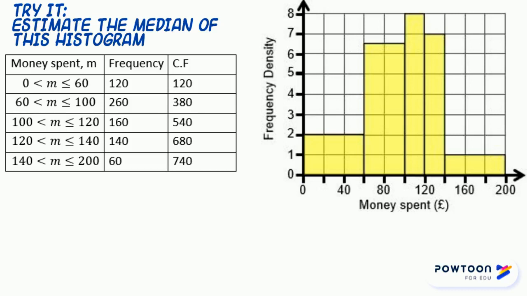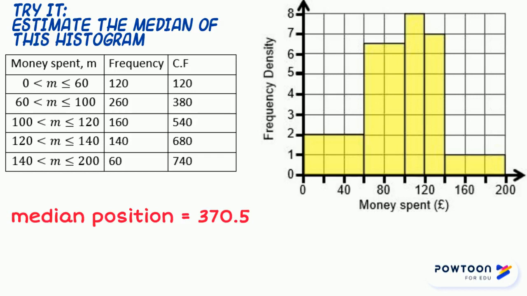Now we can consider our total frequency. Remember, that's just found by adding them all together. So our total frequency is 740. To find the median position, we're going to add 1 to it and divide by 2. So we're looking for the value that's in the 370 and a half position.